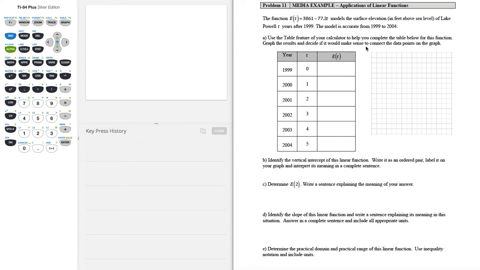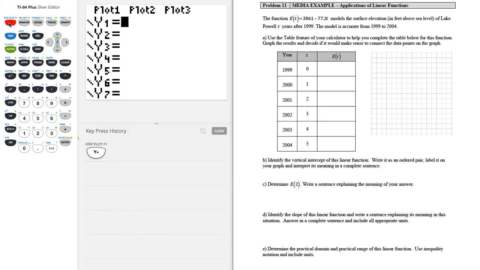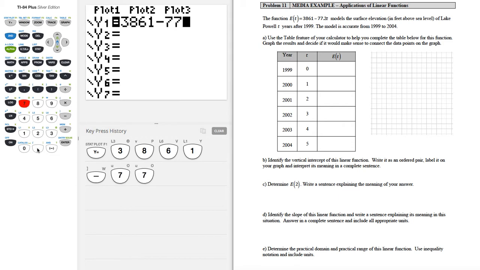So let's go to our graphing calculators, and you're going to start from the home screen, enter Y=, and then we're going to enter 3,861 minus 77.2, in this case x. And let's go to our table set and make sure that our table is set up the way we want it.